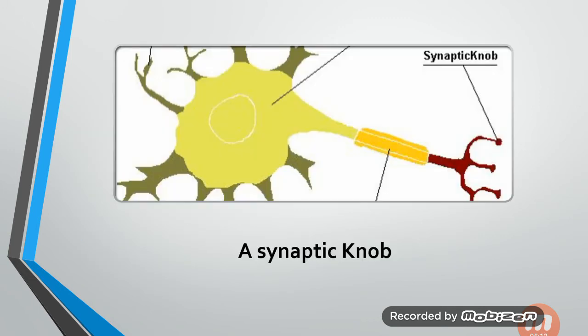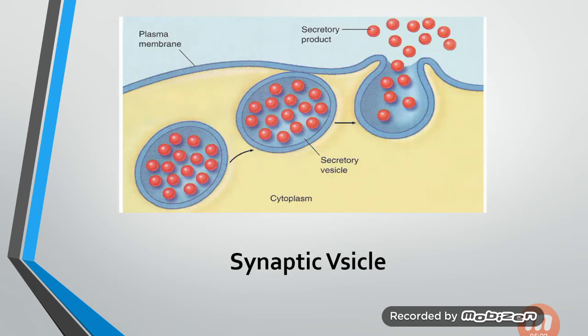Now here you can see the synaptic knobs, which are the button-like structures present at the end of the axon terminals of one neuron, that is the transmitting one. And in this diagram you can see the secretory vesicles or the synaptic vesicles, which when fused with the cell membrane will release the chemicals in the form of a neurotransmitter.